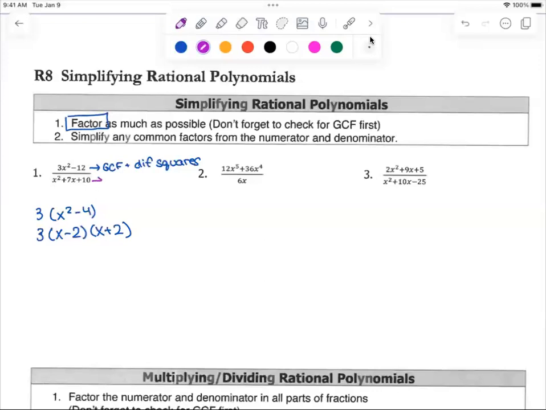For the bottom one here, it's a trinomial. The a value is 1. So I'm looking for two numbers that multiply to 10 and add to 7. And that's going to give me 5 and 2. So I guess I'll put it right here.